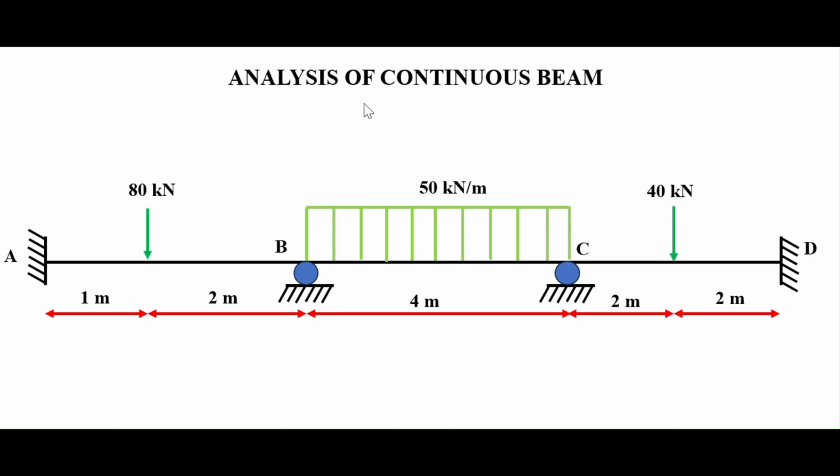In this video we are going to analyze a continuous beam ABCD. AB has a span of 3 meters, BC has a span of 4 meters, and CD has a span of 4 meters. A point load of 80 kilonewton is acting on span AB, a uniformly distributed load of 50 kilonewton per meter is acting on span BC, and a 40 kilonewton point load is acting at the center of span CD.